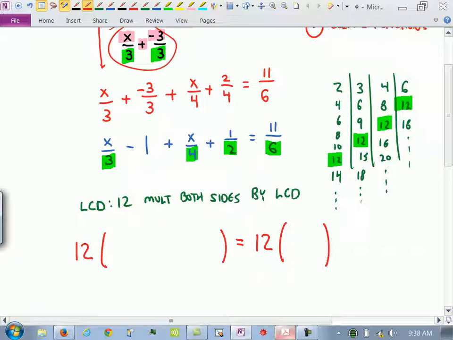So 12 times my left side was, what, x over 3 minus 1 plus x over 4 plus 1/2, right? That was my left side. My right side was what? 11 over 6. And now I distribute. So I'm going to pass the 12 through 4 multiplications there.